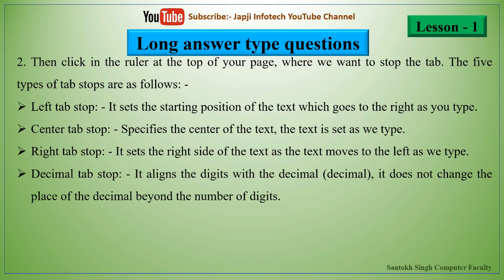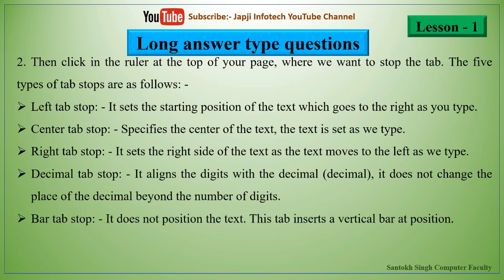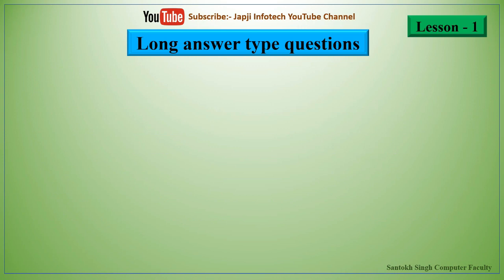Fourth one is decimal tab stop. It aligns the digits with the decimal. It does not change the place of the decimal beyond the number of digits. And the last one is bar tab stop. It does not position the text. This tab inserts a vertical bar at the position.